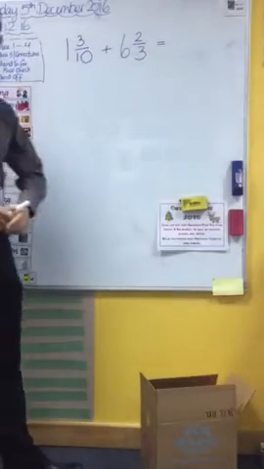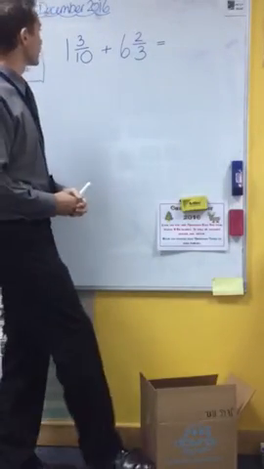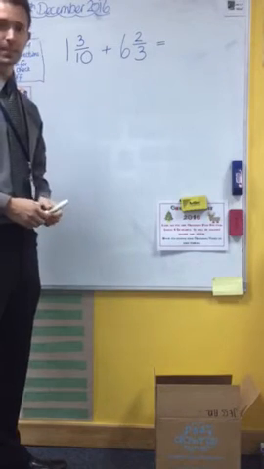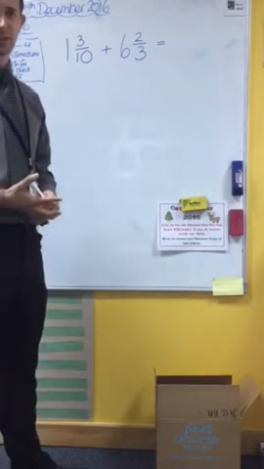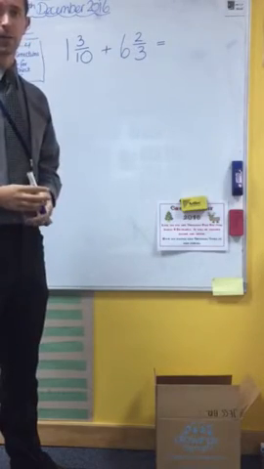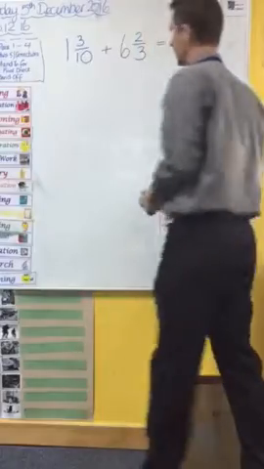Okay, so question number 1 on your homework for this week is 1 3/10 add 6 2/3. So we're going to be adding mixed numbers together. I just want to do a quick demonstration just so you know what you're doing, and just as a quick reminder as well of the work that we did last week. So let's have a quick look.